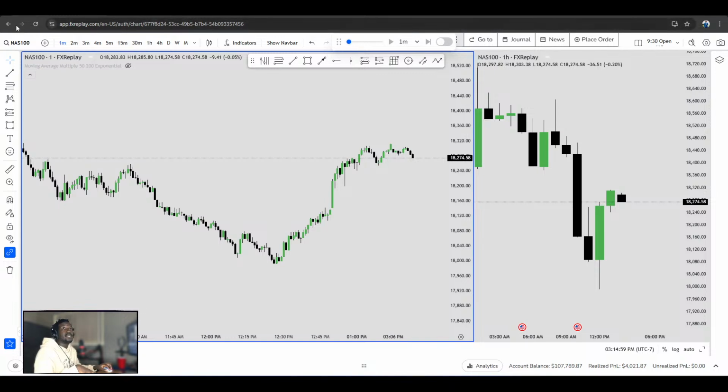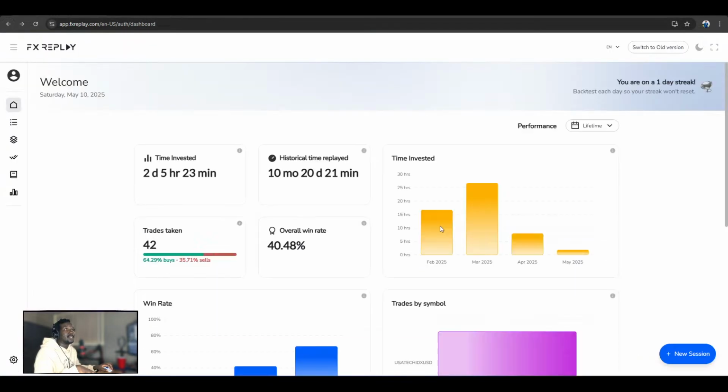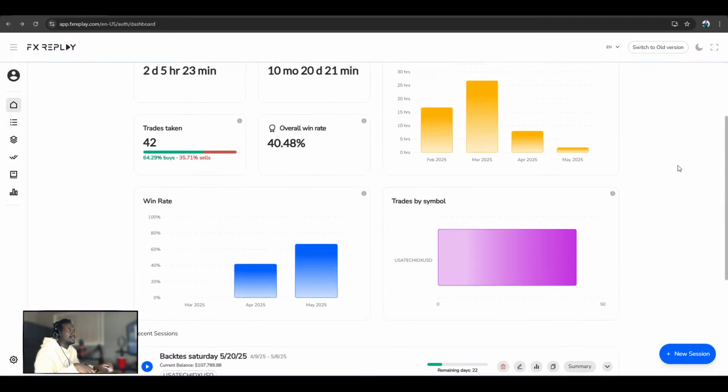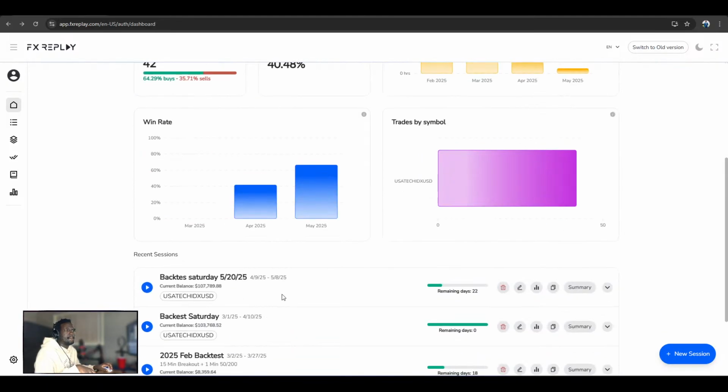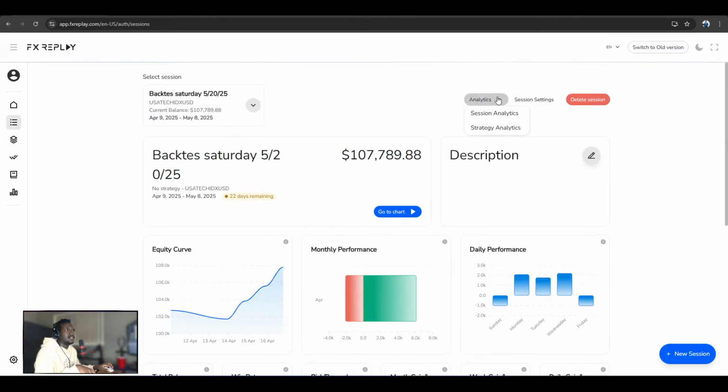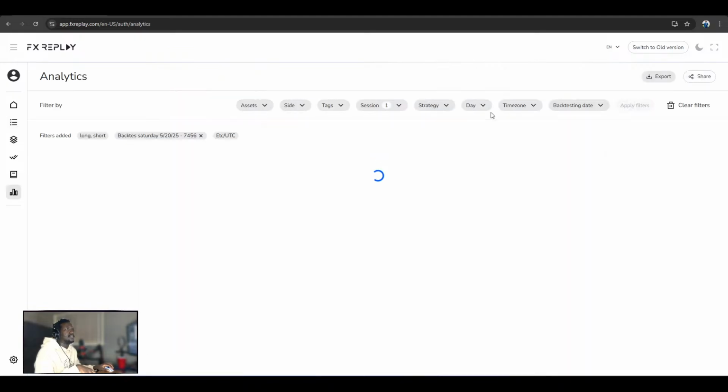All right, let's go see the stats. Our percentage has gone up. You said 37, that's up to 40%. That's good. But this is just combining everything I've done. So summary is how you look at it, and then we go to analytics, session analytics, whatever.